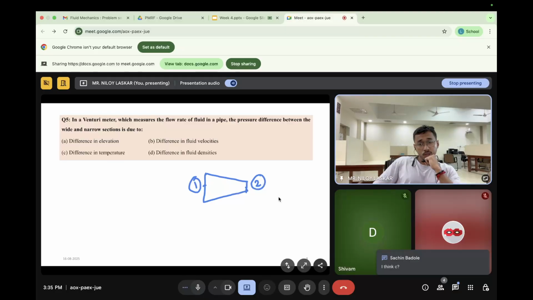Sachin says option C, difference in temperature. Sachin, I am giving you a hint. Whenever you find terms like flow rate, velocity, pressure difference, try to correlate them with the concept of the Bernoulli equation and conservation of mass, that is the continuity equation. So try to understand the continuity equation and the Bernoulli equation, and now try to answer. Difference in temperature is not the answer.